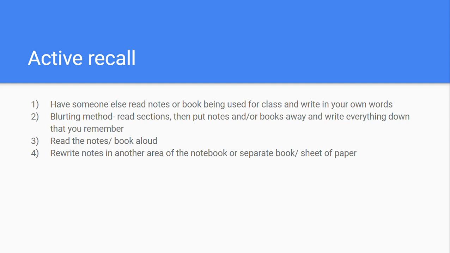So active recall is going to be very helpful too. There's 4 good ways to do this. 1, have someone else read the notes or book that you're using for the class, and then write what they're saying in your own words.